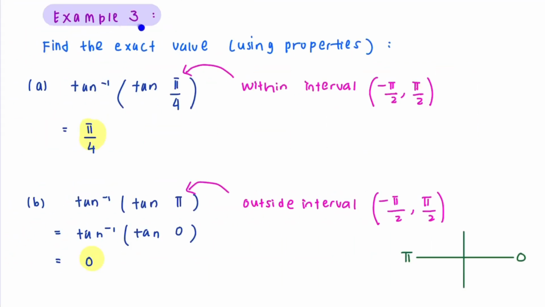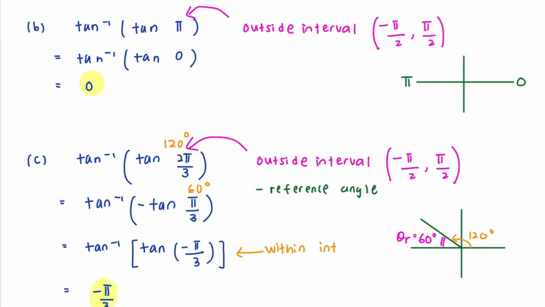Now let's see example 3 here. Find the exact value for inverse tangent composed with tangent pi over 4. You must make sure that this pi over 4 is within the domain for tangent. It must be between minus pi over 2 and pi over 2. Since this is in the first quadrant, we can accept the answer. So the answer is pi over 4.